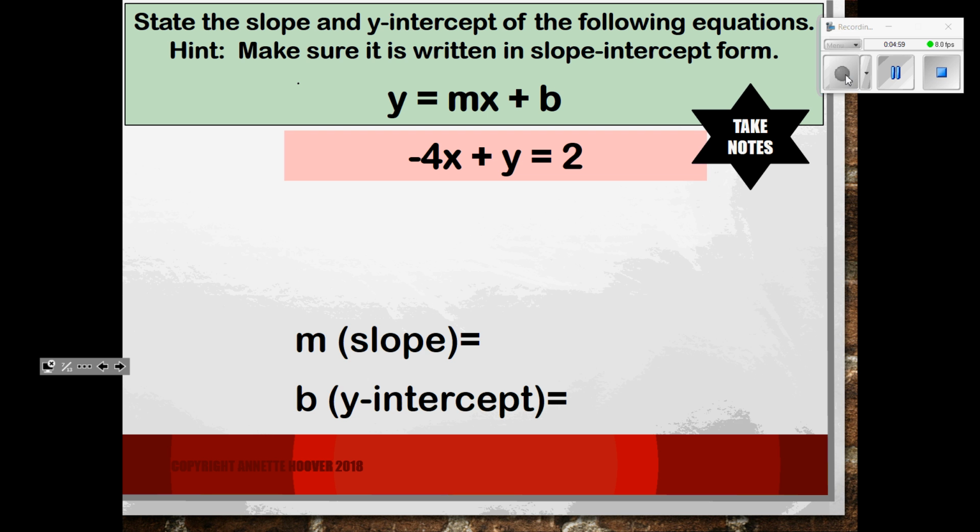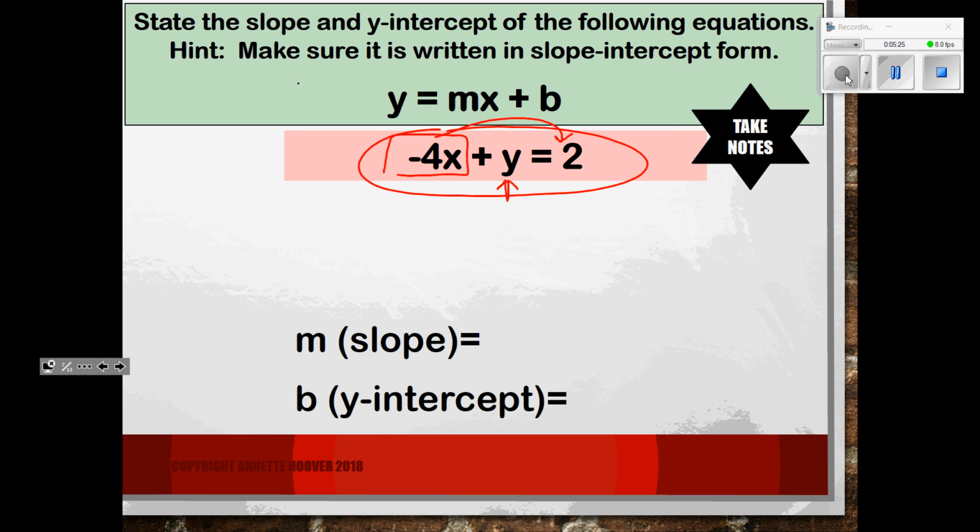Now sometimes the equation is not in slope-intercept form to begin with, so we have to rewrite it. To do that, you always want to make sure that the y is going to be on the left side. In this equation, we see that the y is already on the left side. It's in the right spot. We want the x term to be right after the equal sign. It always comes right after the equal sign on the right side.